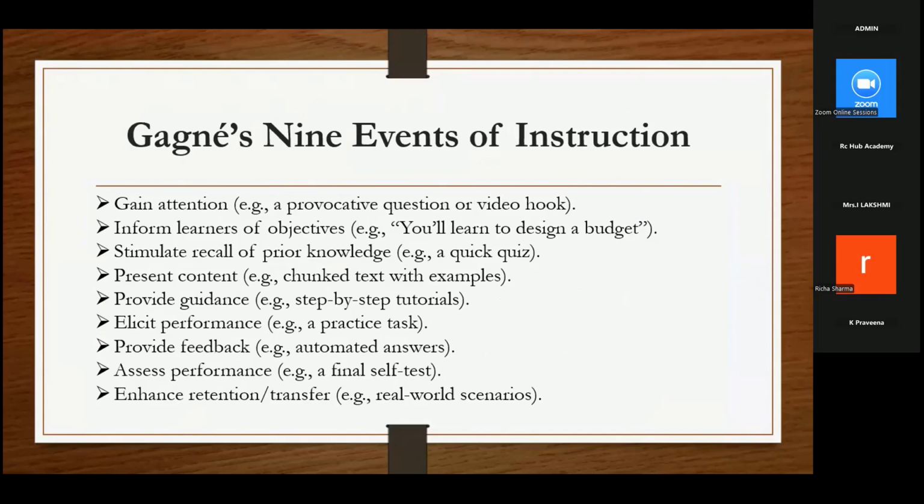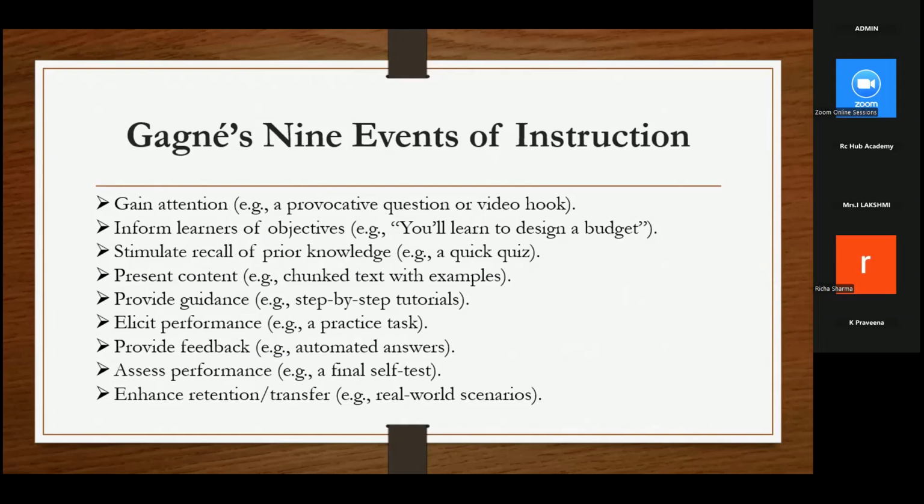One is gain attention. So you have to gain attention, because whether the participants are listening or not listening depends upon their interest, and also depends upon the content which has been delivered. Another one is inform learners of objectives. What is the main objective of today's session? That's what I told in the first session itself. What is the main topic we are going to discuss today? That is the objective. And then stimulate recall of prior knowledge.